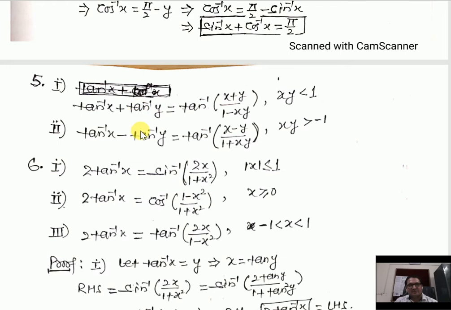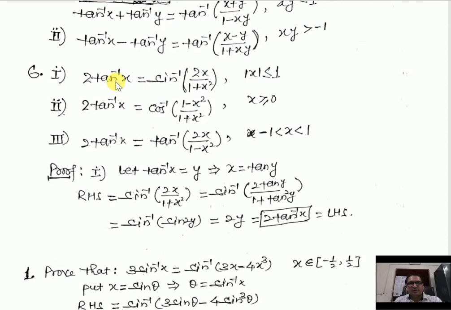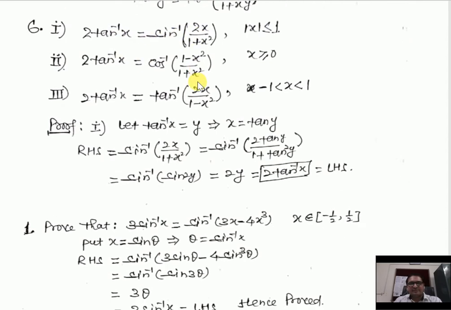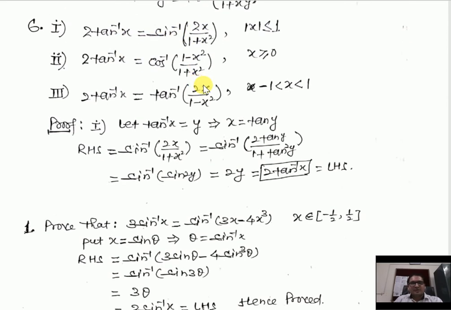This is also the same: tan inverse x plus tan inverse y is equal to tan inverse of x plus y upon 1 minus xy. Sixth, 2 tan inverse x is equal to sin inverse 2x upon 1 plus x square. Everyone knows sin 2 theta is equal to what? 2 tan theta upon 1 plus tan square theta.